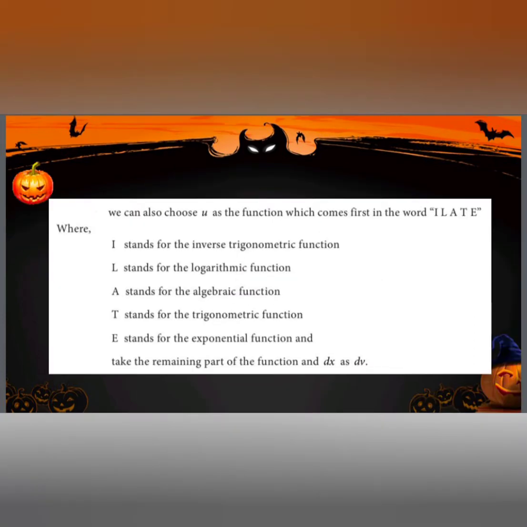And what has to be taken as u and dv is decided by using this formula ILATE. I stands for inverse trigonometric function, L logarithmic, A algebraic, T trigonometric and E exponential.